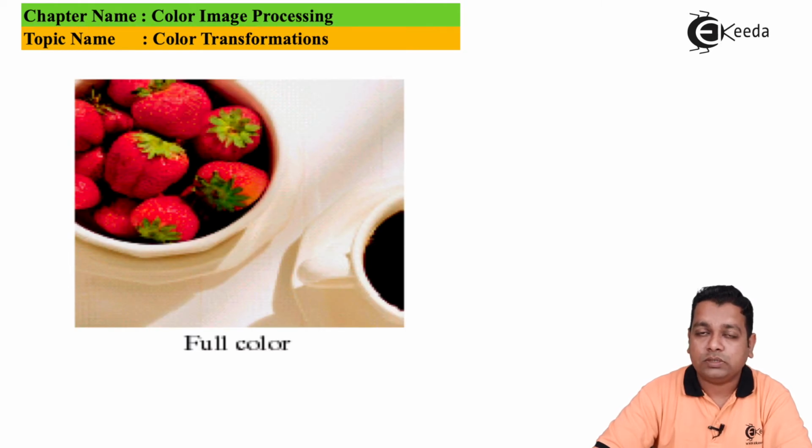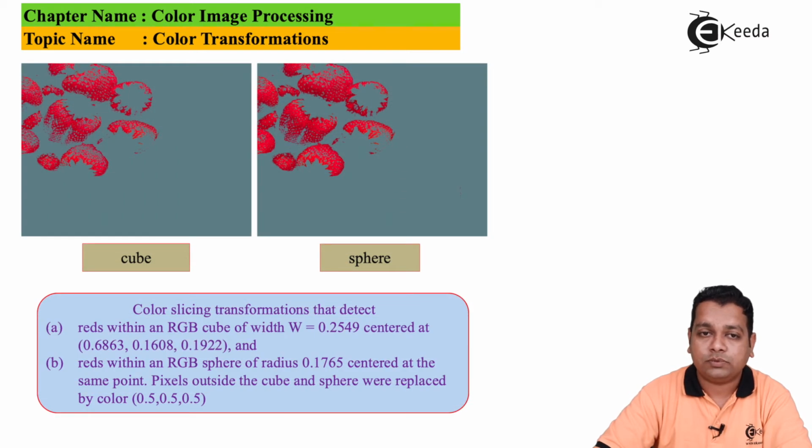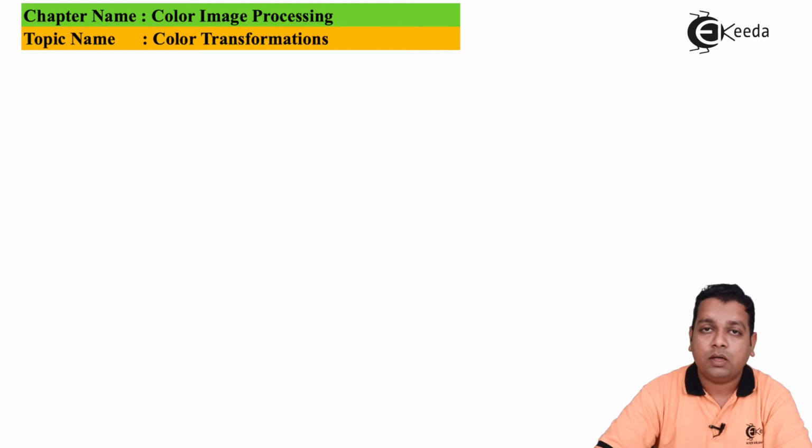So now this was the input image represented in full color. Now here we have the representation with the help of a cube and with the help of a sphere. In part A, the color slicing transformation detects the reds with an RGB cube of width W given by 0.2549 centered at the three values 0.6863, 0.1608 and 0.1922. In part B, on the right hand side, reds with an RGB sphere of radius 0.1765 centered at the same point are taken. The pixels outside the cube and the sphere were replaced by the midpoint color, 0.5, 0.5, 0.5.